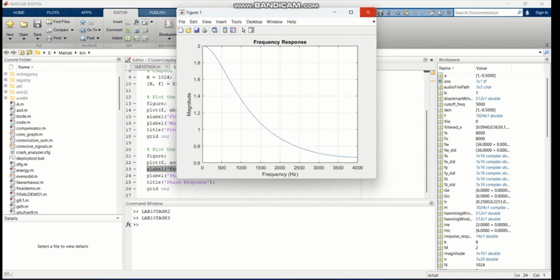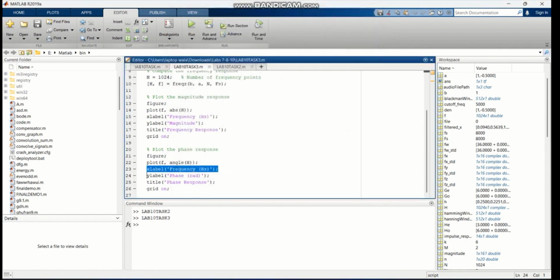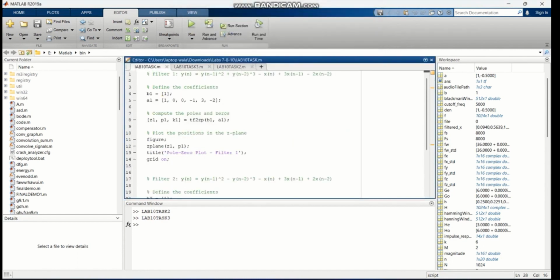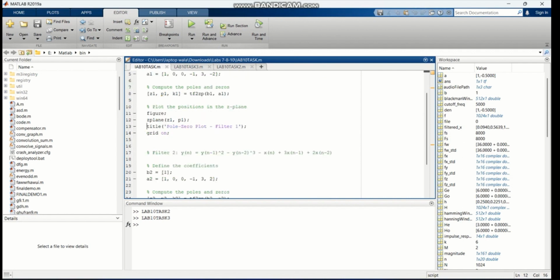So this is lab task 3. In task 1, we have a filter given as this. We define the coefficients b1 and a1 like this. We compute the pole and zero. So by using this formula, we plot the position in the z plane figure. You can see we are plotting pole and zero on the z plane because it is a complex plane, with the title given as pole zero plot.